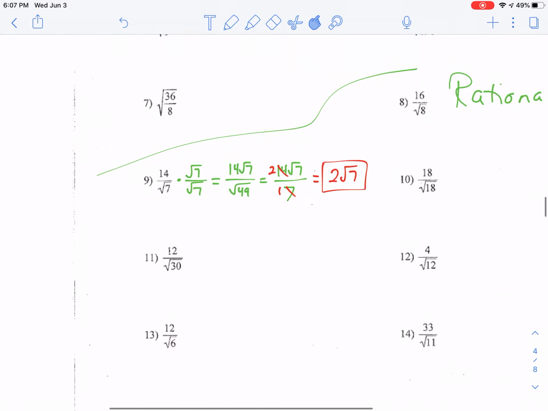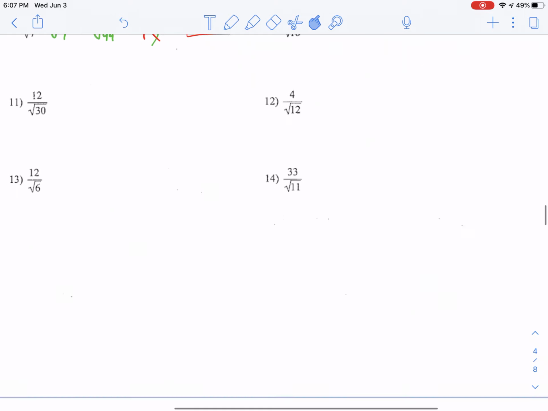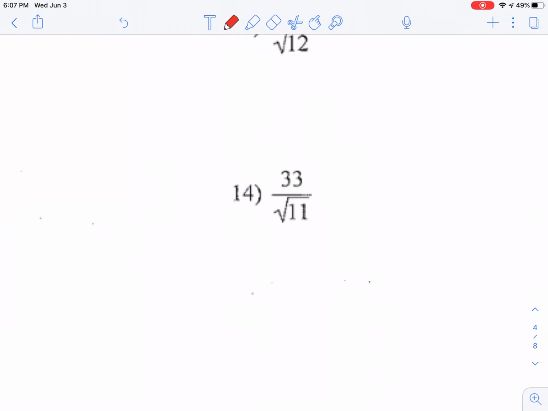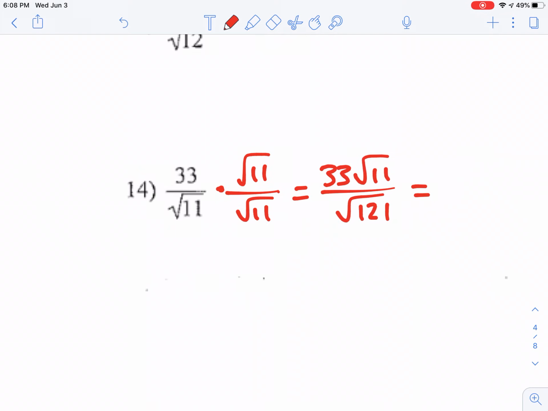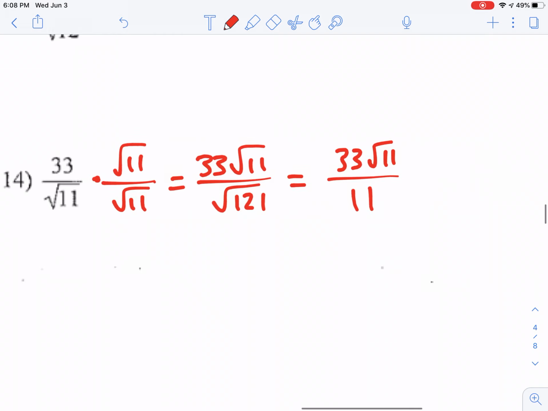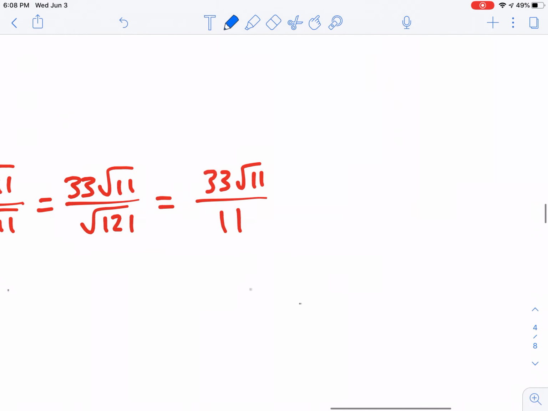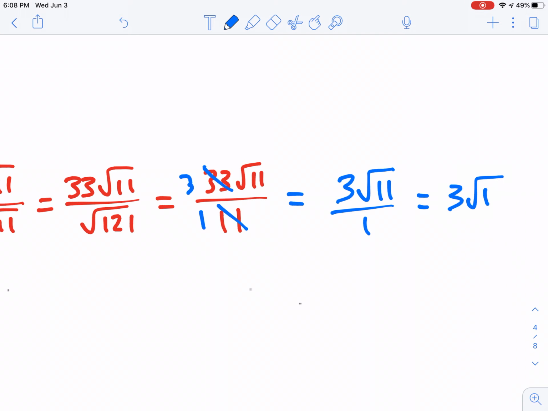That's it. We'll try one more. Let's do this last one down here. 33 over root 11. Root 11 over root 11, you get 33 root 11 over root 11 times root 11 is root 121, which is just the number 11. That's it. Basically, in the bottom, the radicals will cancel each other out, and you'll just be left with whatever number that is. So we get 33 root 11 over 11, and then finally we could simplify this. 33 divided by 11 is 3 over 1. So it's 3 root 11 over 1, which is really just 3 root 11.